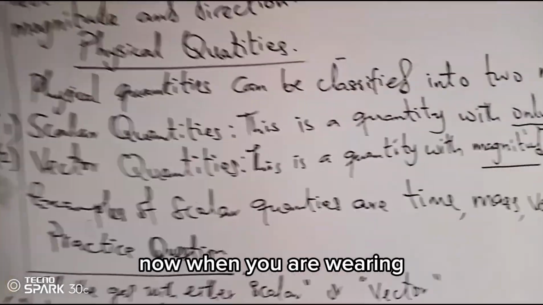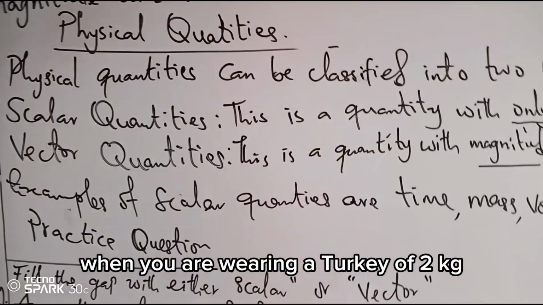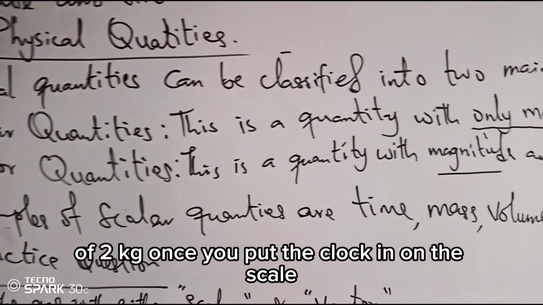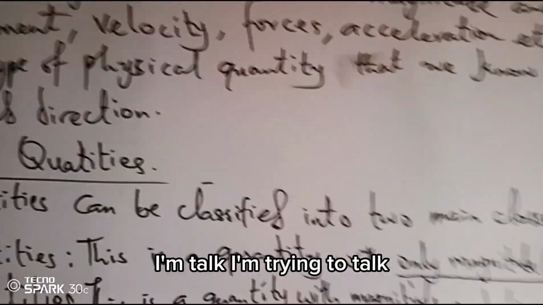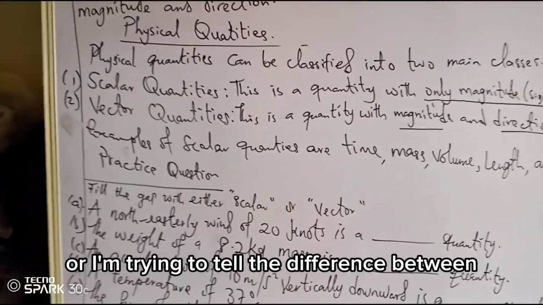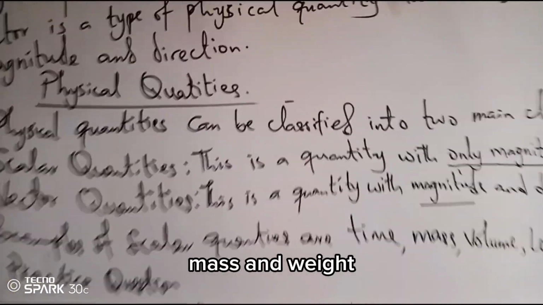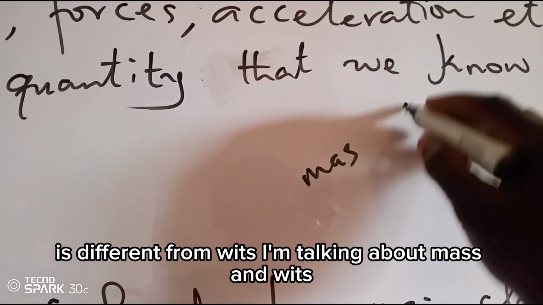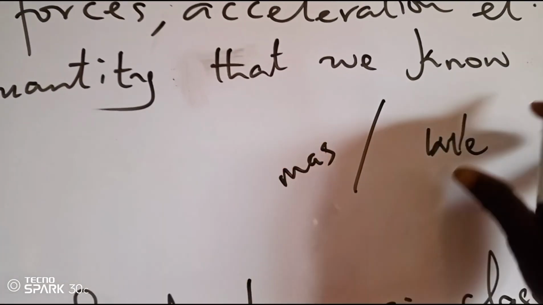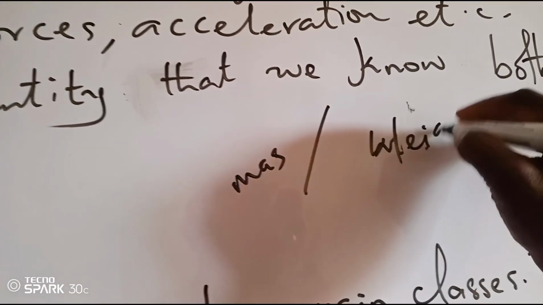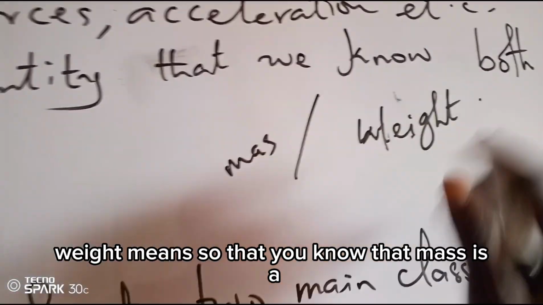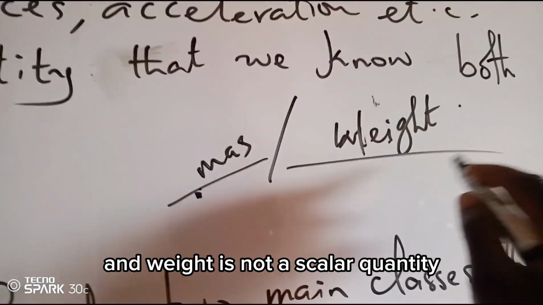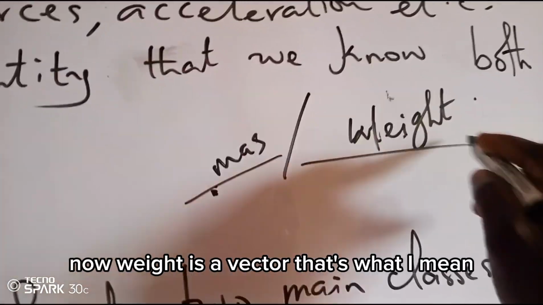Now, when you are weighing a turkey of 2 kg, once you put the turkey on the scale, I'm trying to tell the difference between mass and weight. Mass is different from weight. Now let me explain what weight means so that you know that mass is a scalar quantity and weight is not a scalar quantity. Weight is a vector, that's what I mean.